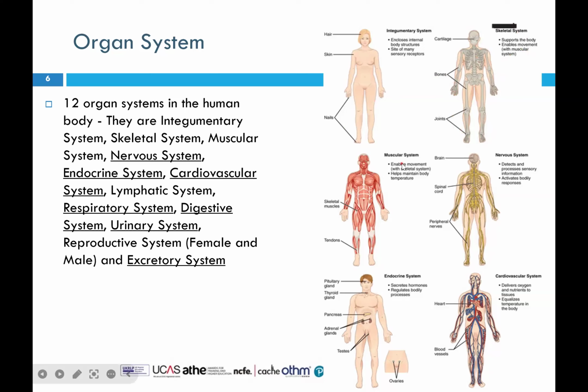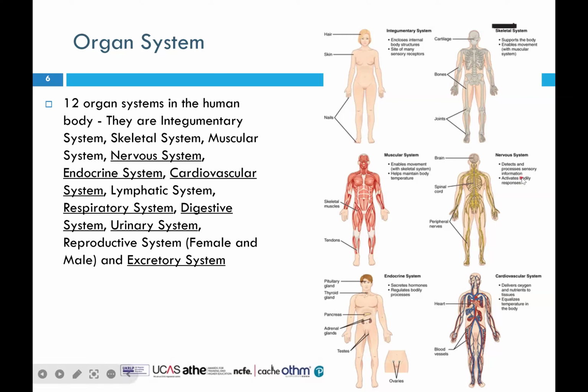The muscular system, as the name suggests, also helps in movement, and it maintains body temperature. So you have your skeletal muscles here, and you have tendons here, which are not bones. They work with bones to carry out movements.